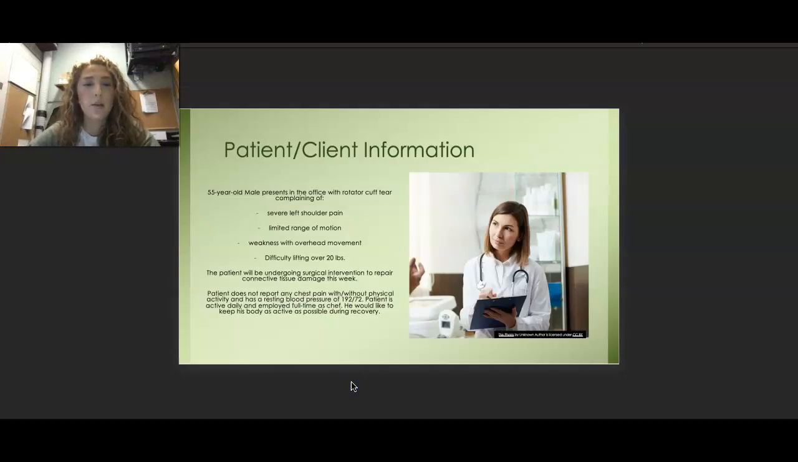So just some information about the patient or the client. The patient is 55 years old. He's a male and he presents in the office with rotator cuff tear. He's complaining of severe left shoulder pain, limited range of motion, weakness with any overhead movement, or difficulty lifting over 20 pounds. The patient is planning to undergo surgical intervention to repair connective tissue damage this upcoming week.